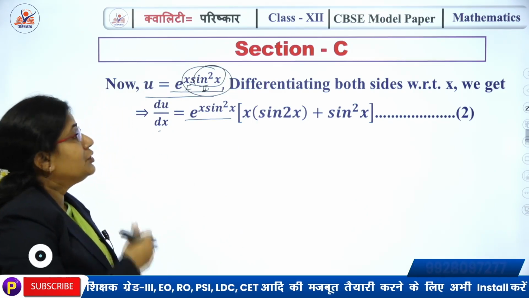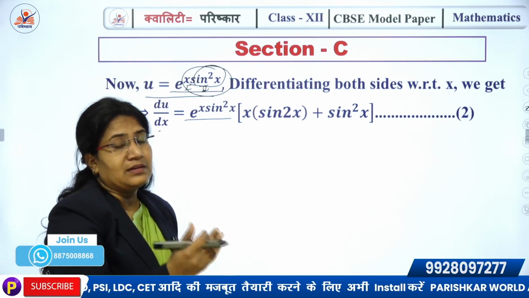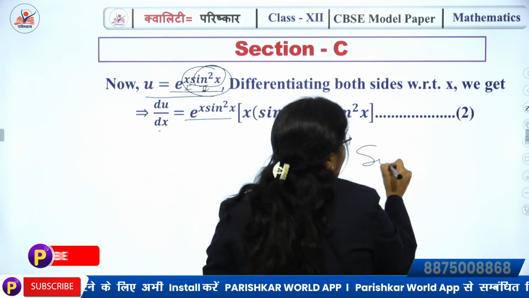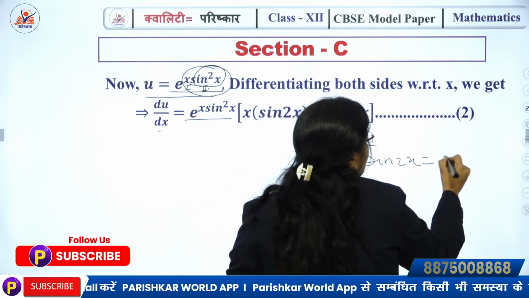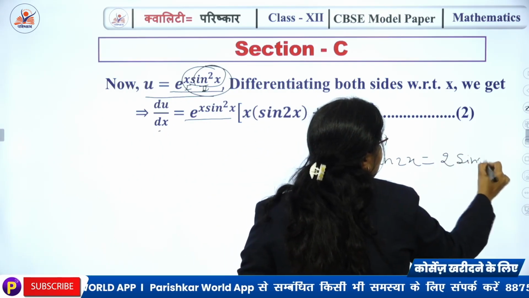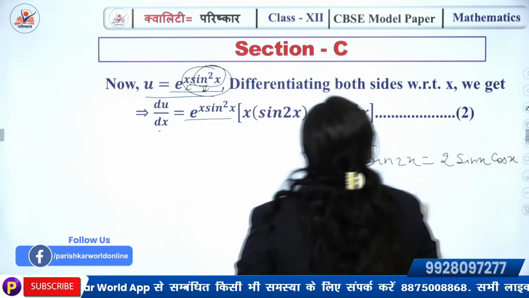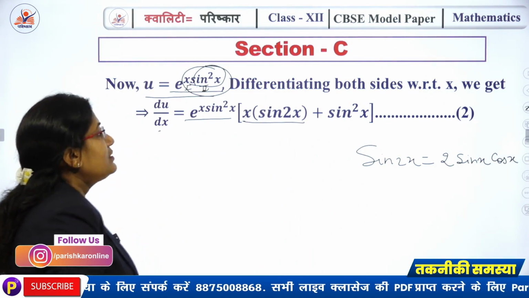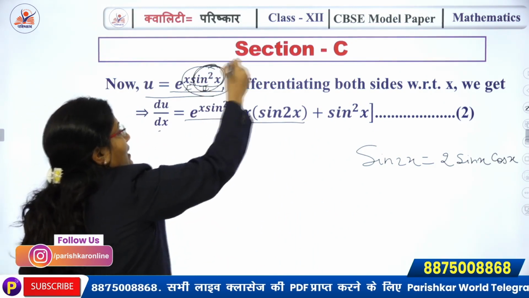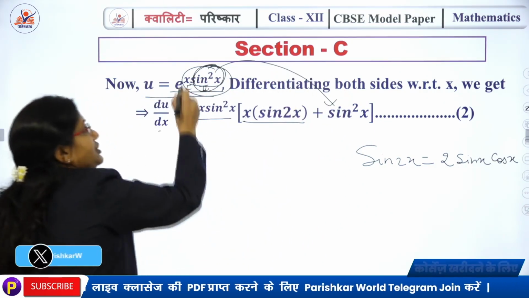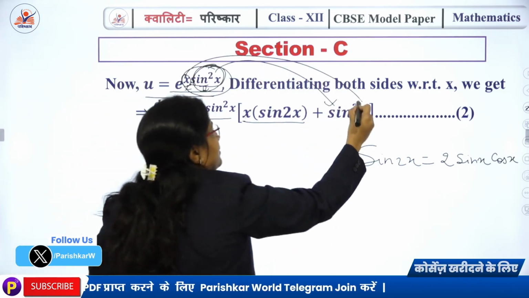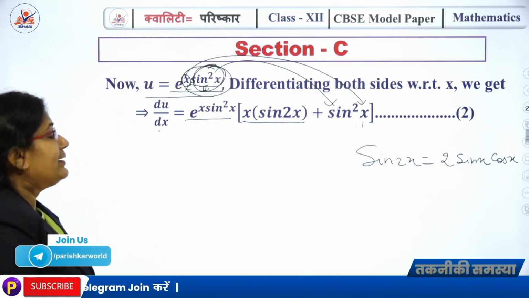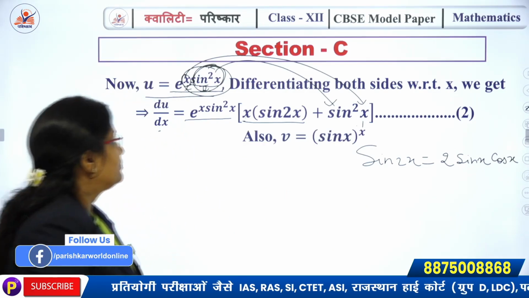Now we'll get 2 sin x cos x. This is the formula of sin 2x. As you know, students, sin 2x is equal to 2 sin x cos x. So here we have x dot sin 2x. Again, second function, that is sin square x as it is, and the differentiation of x is 1. Okay, students? We'll put this du by dx as equation number 2.